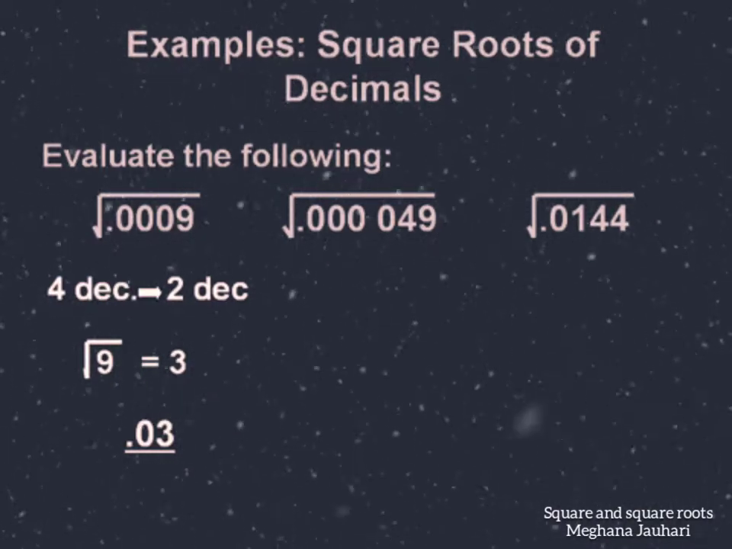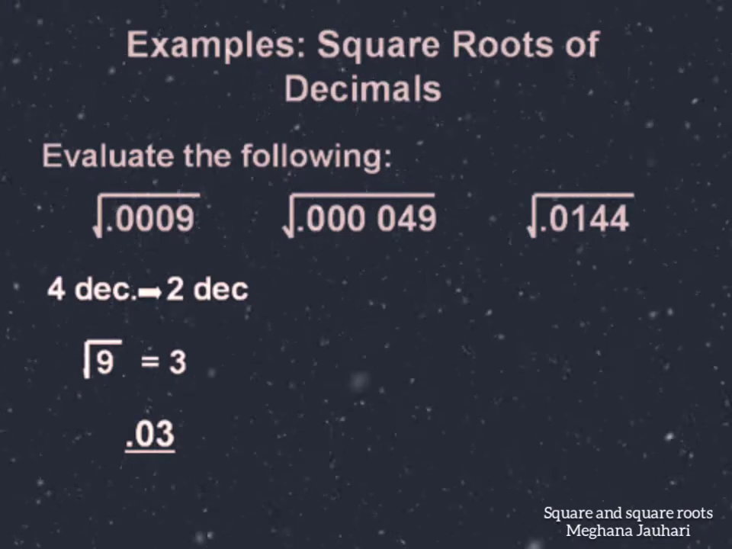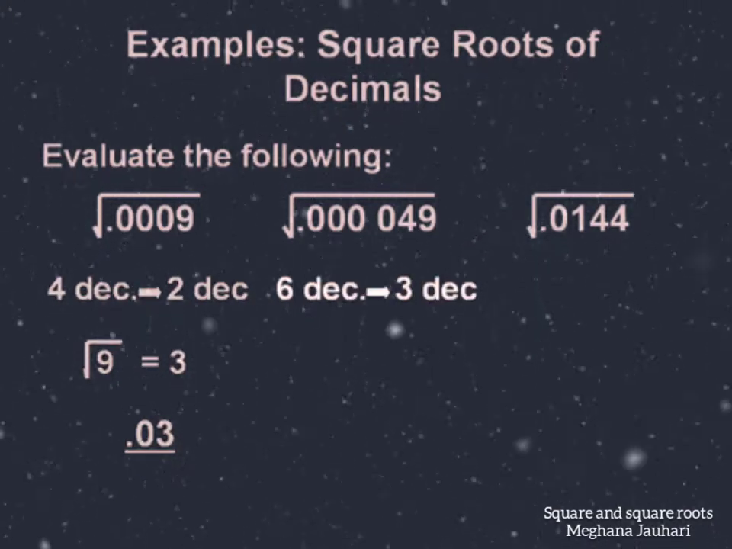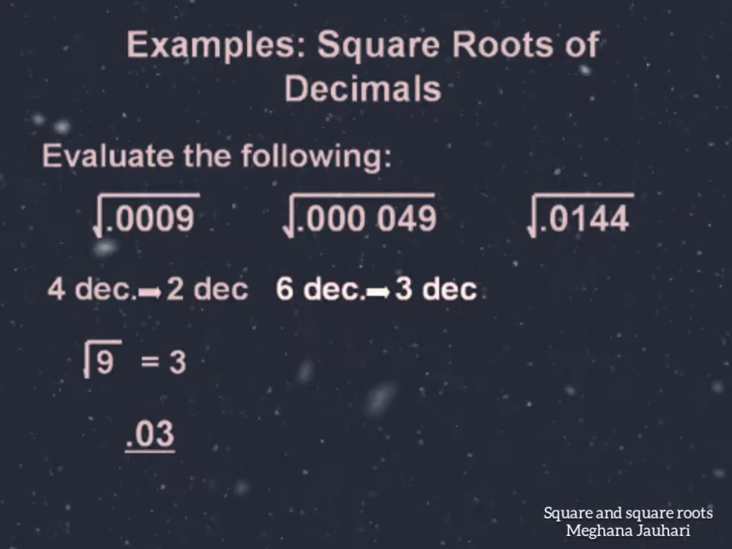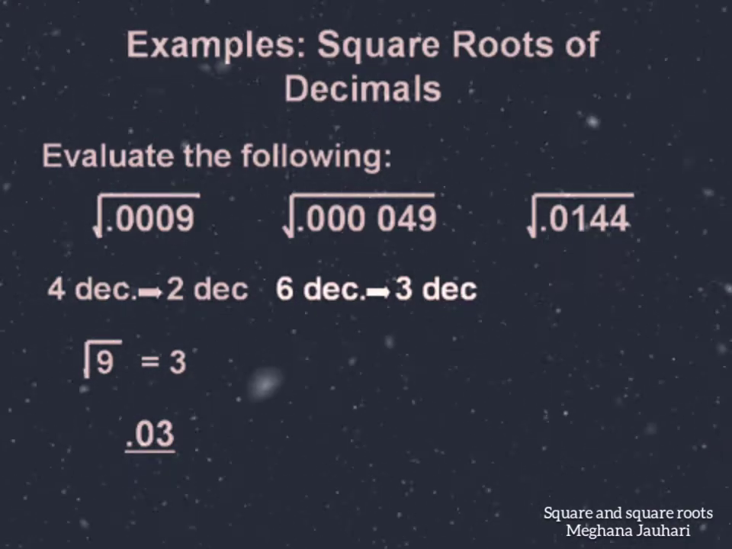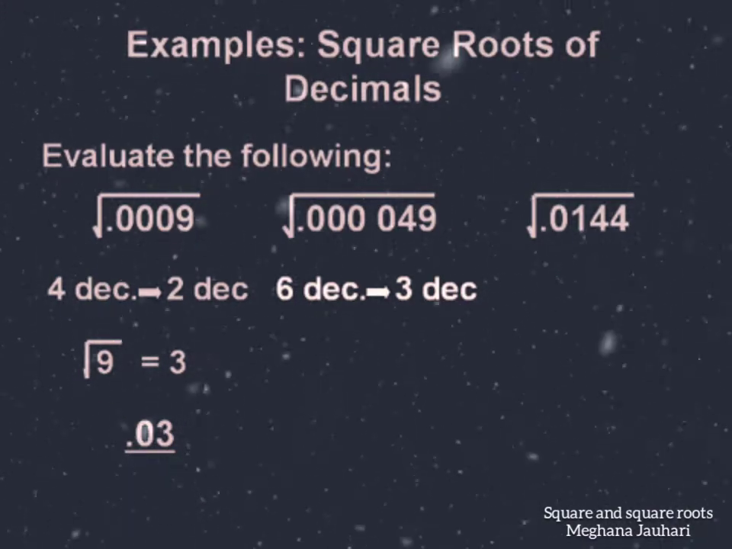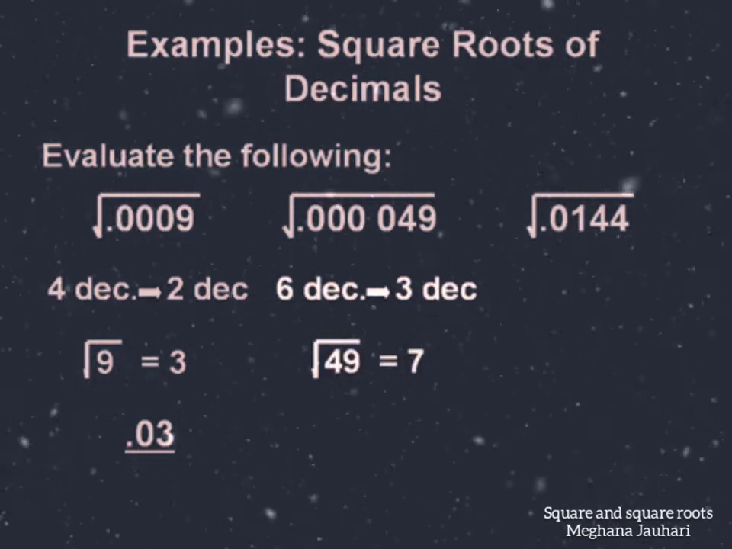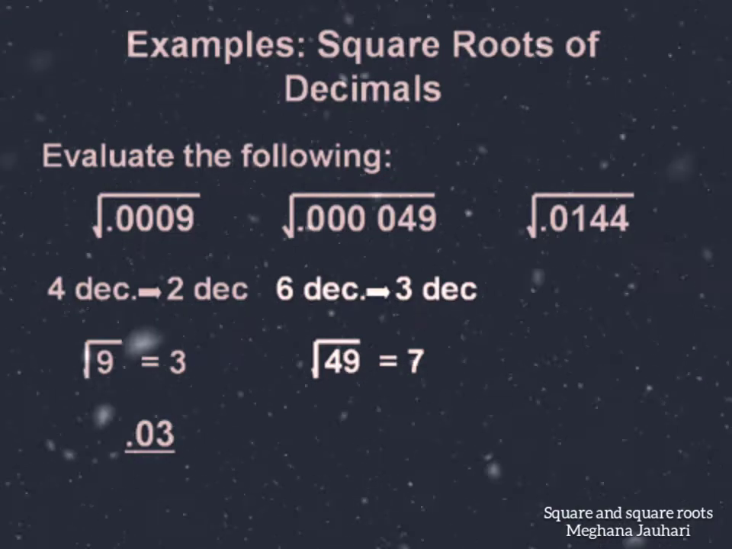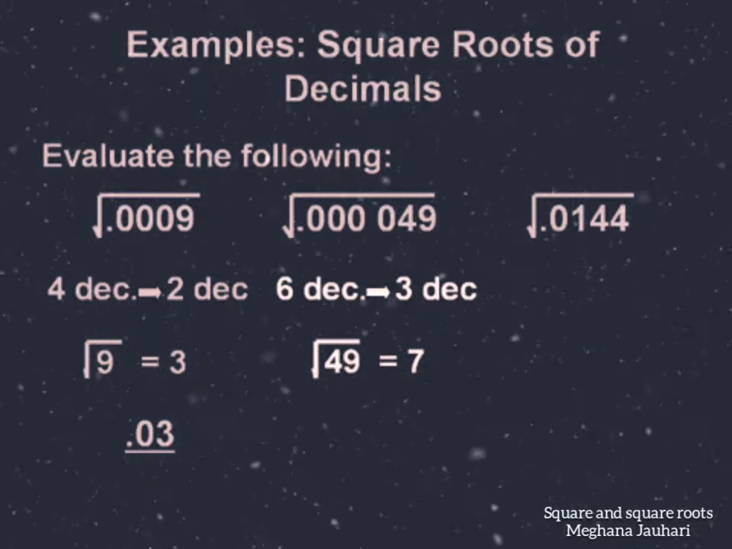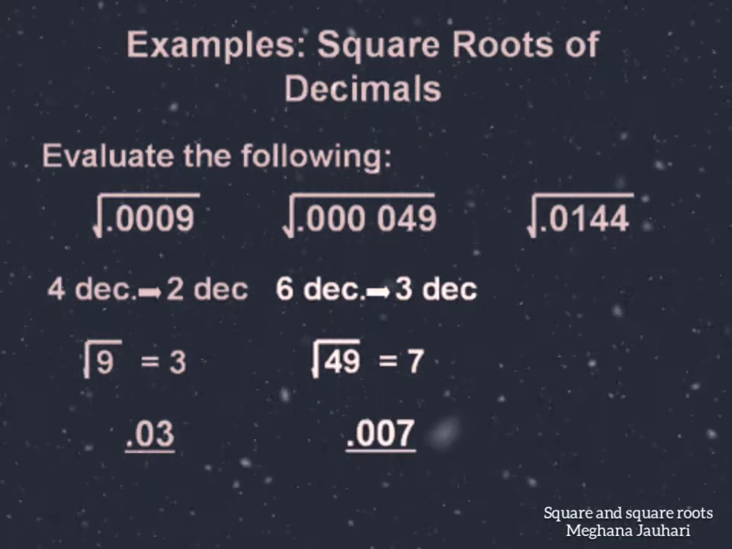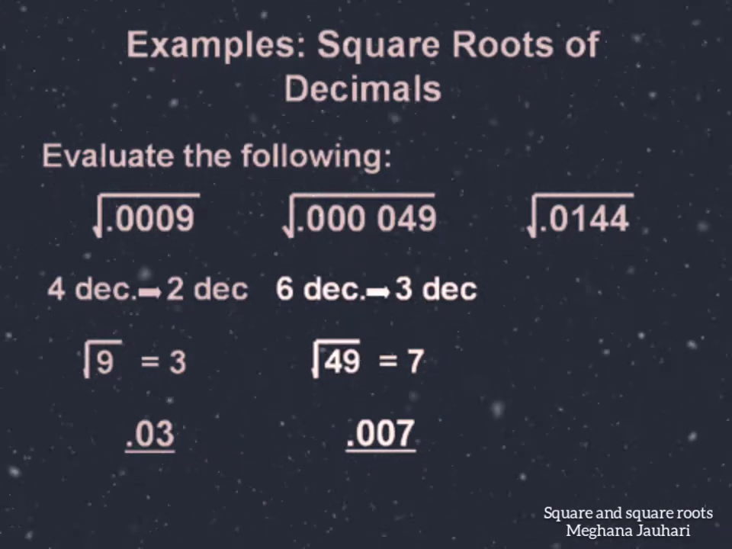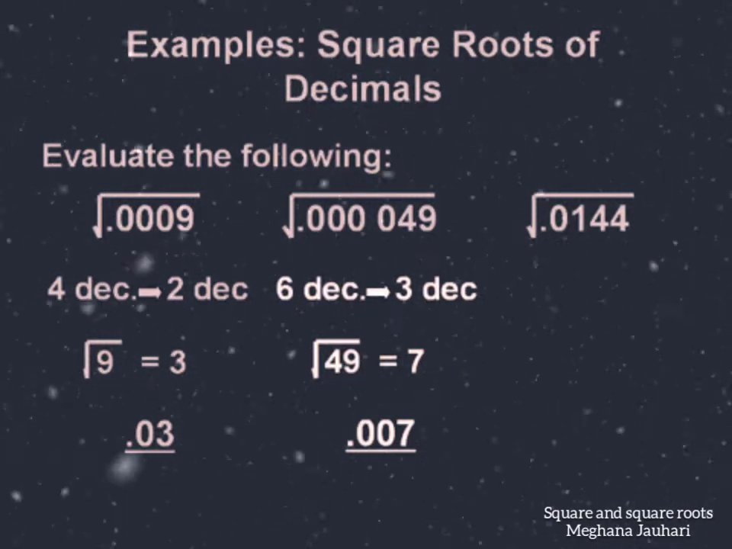Now let's find for 0.000049. We have 6 decimal places here, which will convert into 3 decimal places. Now tell me, what is the square root of 49? Yes, the square root of 49 is 7. In 7 we have only 1 decimal place. We will add 2 zeros before 7. So 0.007 is our final result.